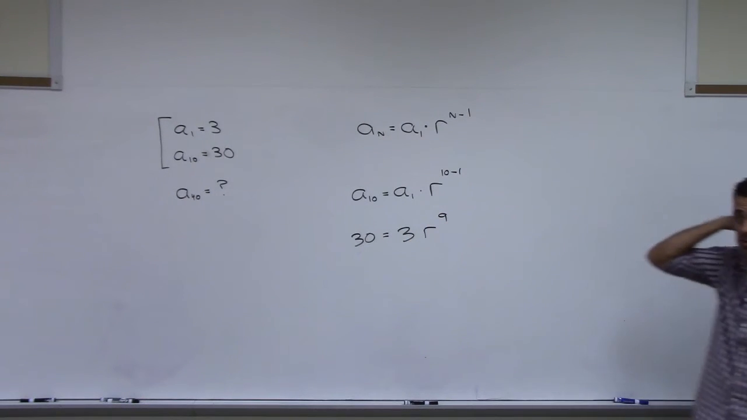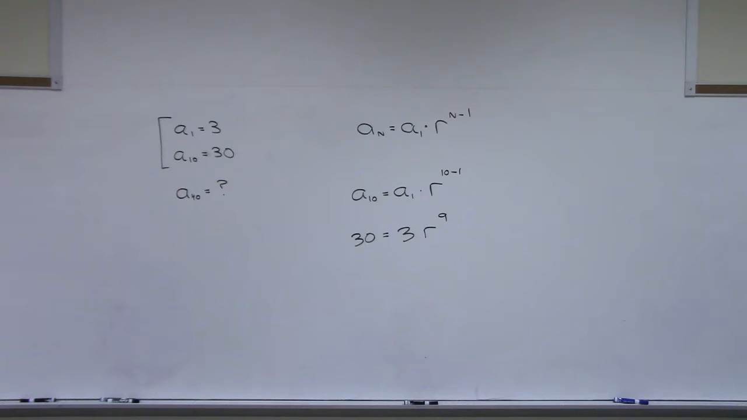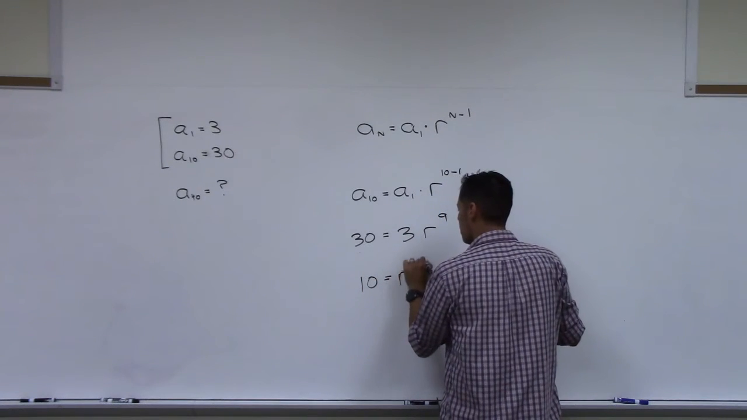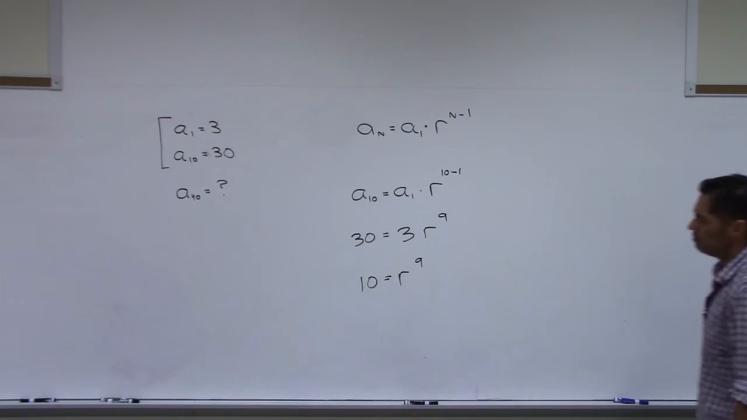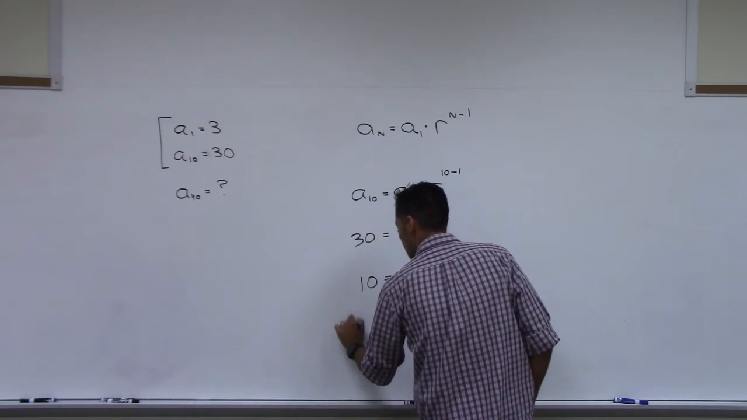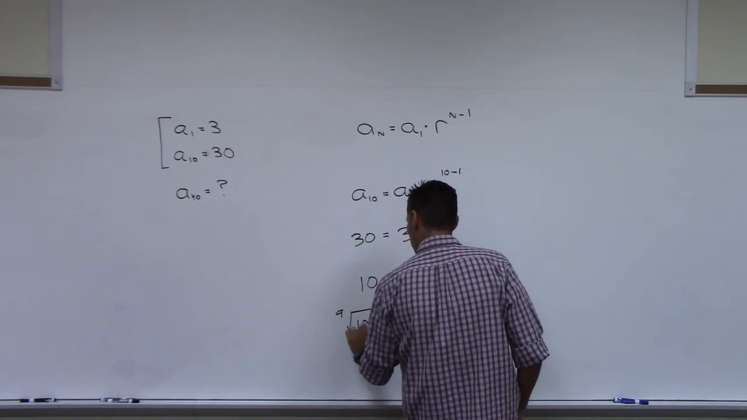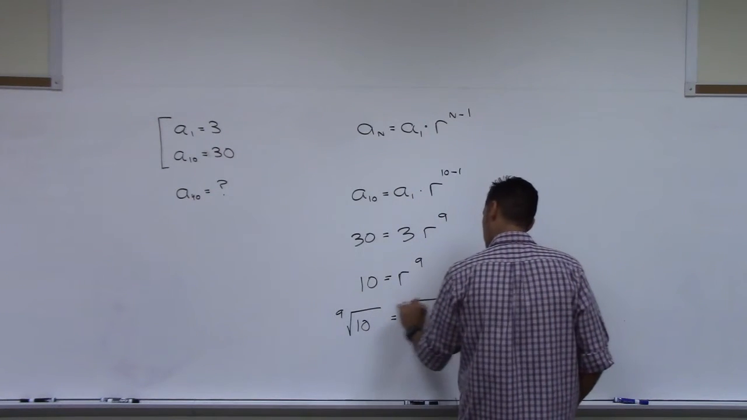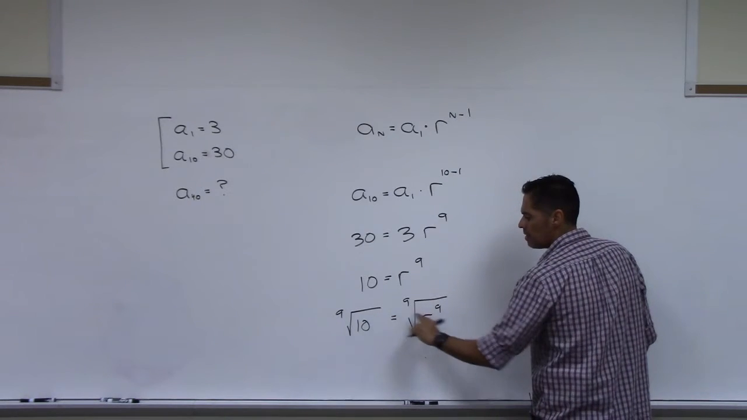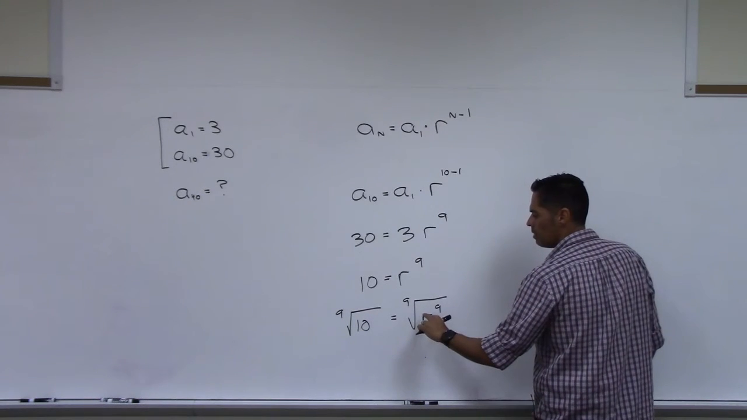And this is an equation with just the variable R in it, right? So I'll divide both sides by 3. Gives me 10 equals R to the 9th. Yeah, so we have to get rid of the R to the 9th, so we take the 9th root on both sides. Hey, when you take the 9th root, do you have to do plus or minus? No. See, that's what I'm doing, right? I'm taking the 9th root on both sides.